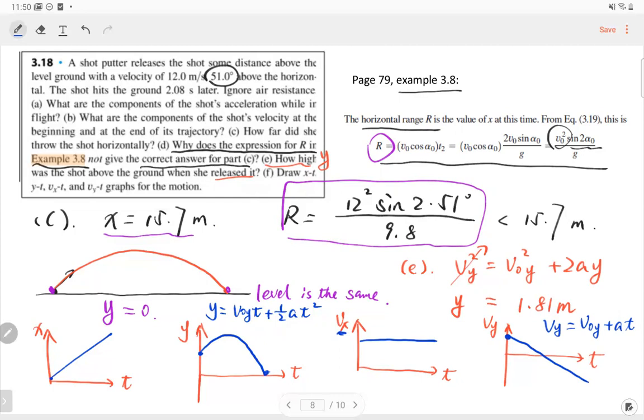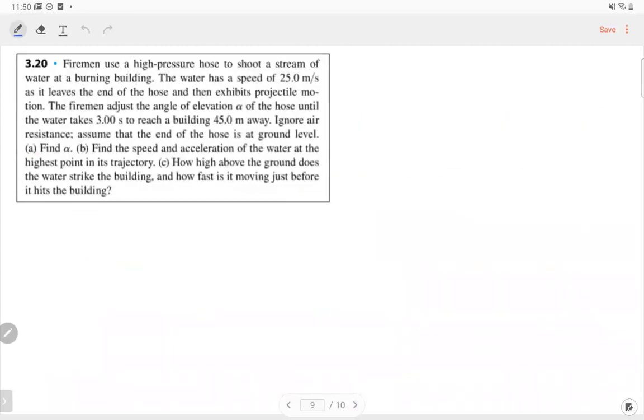Okay, so we have one more question. It says the fireman used a high pressure hose to shoot a stream of water at a burning building. The water has a speed of this value. It leaves the end of the hose and then exhibits projectile motion. The fireman adjusts the angle of elevation alpha above the horizontal until it takes 3 seconds to reach the building 45 meters away. Ignore the air resistance. Assume the end of the hose is at ground level. Find the angle. Okay, so it says the fireman is on the ground. It's a building.